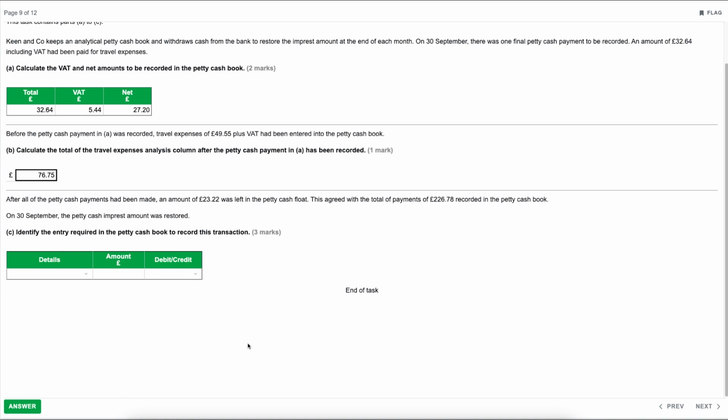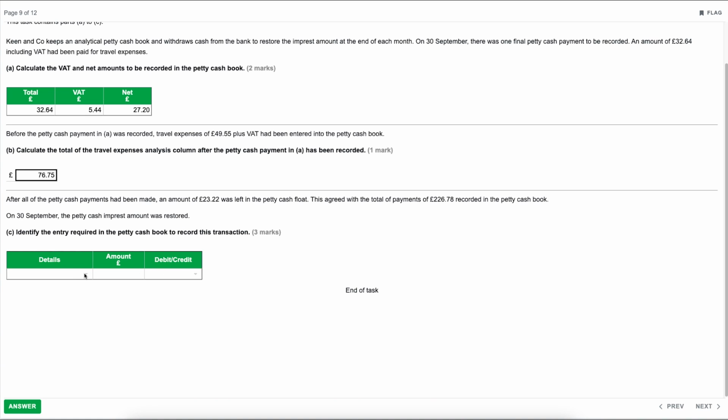So if we've paid out of our petty cash book £226.78, it says absolutely nothing about receiving any petty cash amounts. So we can safely assume that this is the only amount of money that has left the petty cash balance without anything coming in. So to restore it to its imprest amount, it would literally be the amounts that have gone out, i.e. your £226.78. So all we need to do is pay that back into the petty cash, and that will bring us back to the original imprest amount.